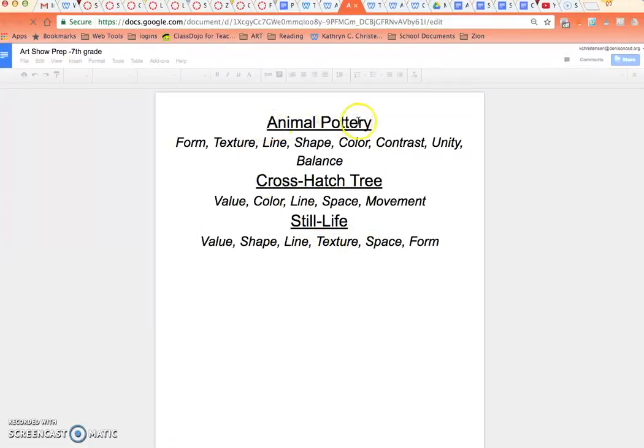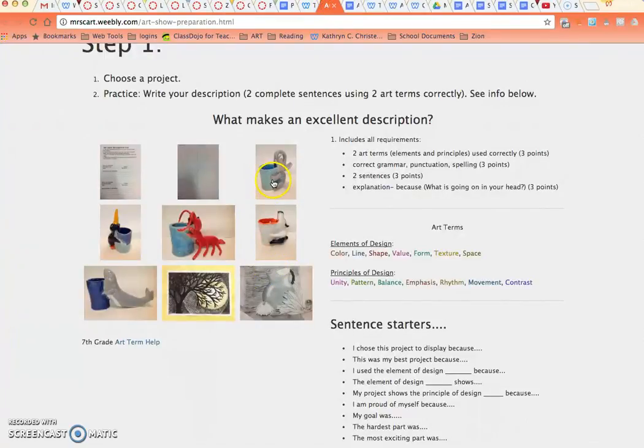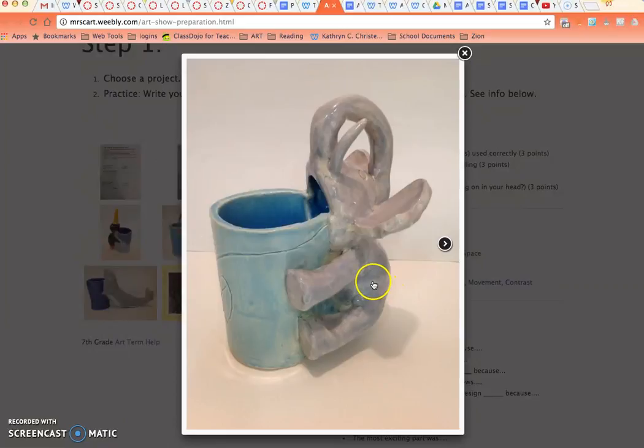So if you chose animal pottery, on the back of your page, you need to write down 2 of these art terms that will best describe your artwork. If you chose crosshatch tree, you need to choose 2 of these. And if you chose the still life, you need to write 2 of these down. Now, how do you choose which ones to use? Well, I'm going to go back to my other page here, and I'm going to click on the animal project, okay? Some of those other art terms that we have on there may not apply to your specific project.